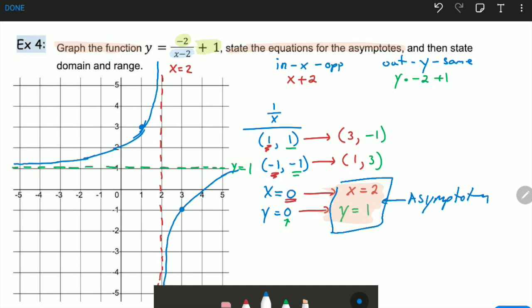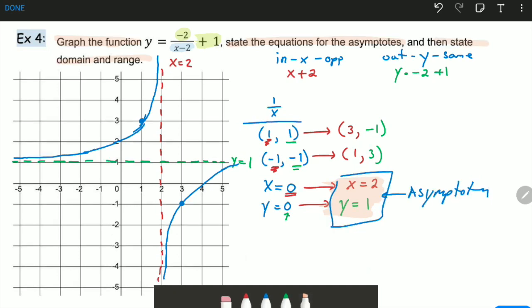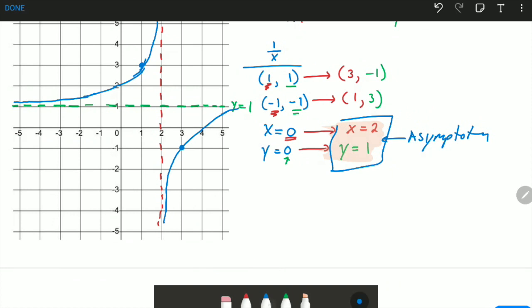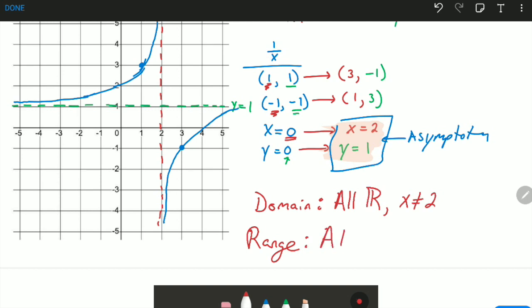The last thing we need to do is state domain and range. Domain and range at this point is pretty easy because for reciprocal functions, the domain and range is always all real numbers except for where the asymptotes are. So the domain is all real numbers. I'm going to use the funny R for the real number symbol. But x cannot equal 2, because we have the x asymptote at 2. And similarly for range, it's going to be all real numbers. But we cannot include 1 in that because we have the asymptote, which means it can't take on that value. And there we go.